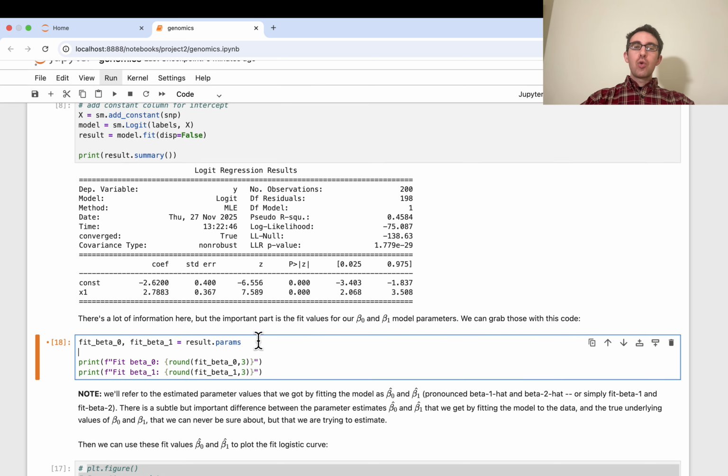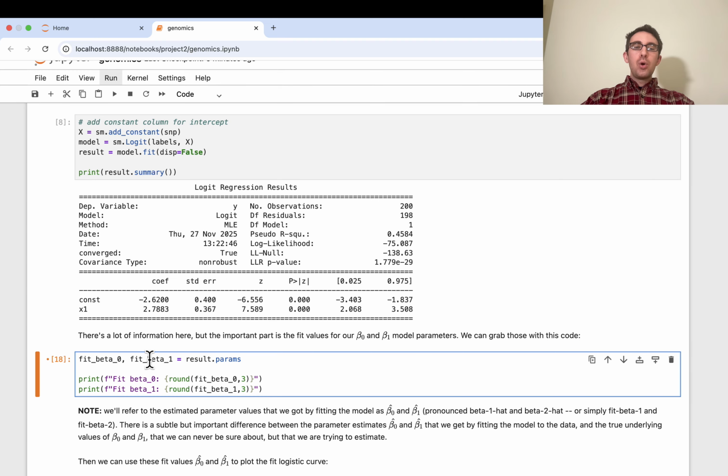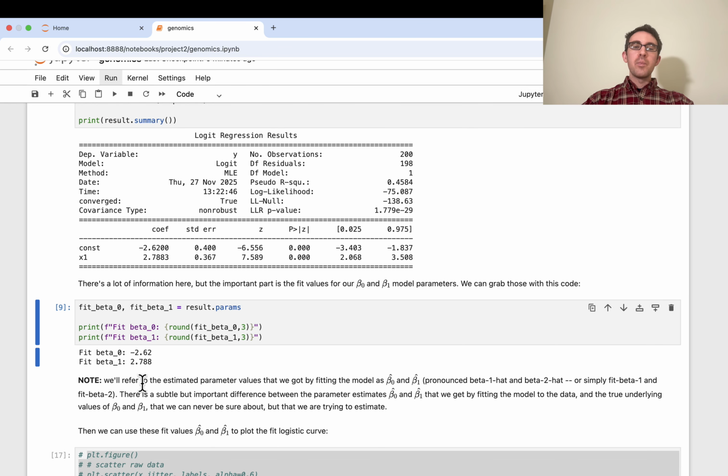So for our example SNP data, after we do the fitting, we can pull out the values of beta 0 and beta 1 that cause the model to most closely fit the data. We can pull those out and then print them. These are our fit values of beta 0 and beta 1.